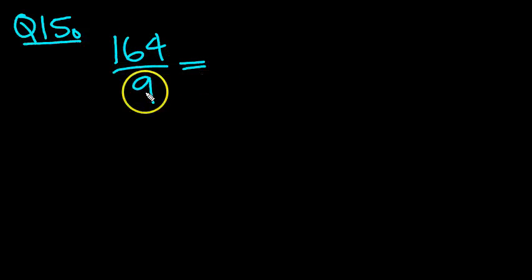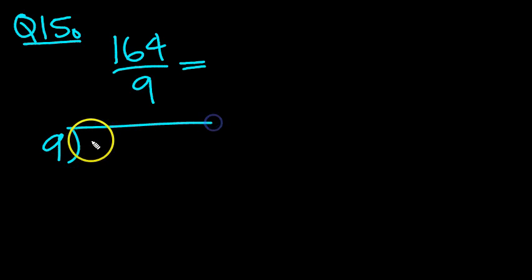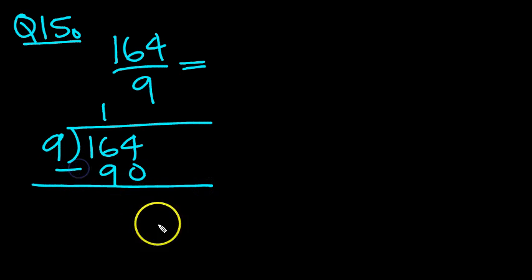164 ninths then, what does that equal as a proper fraction? Well, how many times does 9 go into 164 is really what we need to find out. 9 goes into 1, doesn't go. 9 into 16 then goes once, doesn't it? 1 times 9 is 9, so put that there. We're in the tens column, so put the 0 in. 164 take 90 is 74, isn't it?